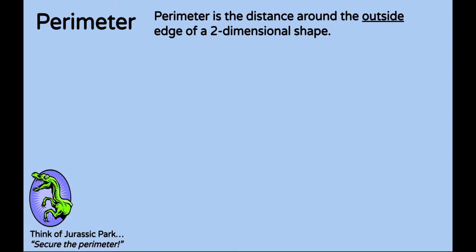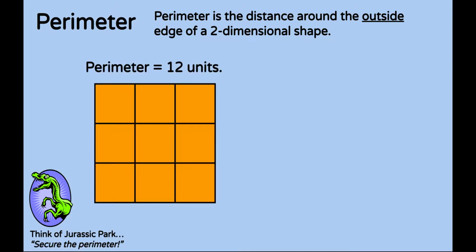So I want you to be thinking about Jurassic Park. Remember in Jurassic Park where they said, secure the perimeter? And they were talking about getting the fence up around the outside of the park. And so if you think about that, it will help you with perimeter. And a two-dimensional shape, as we have here, is just a flat figure. We've talked about that before.